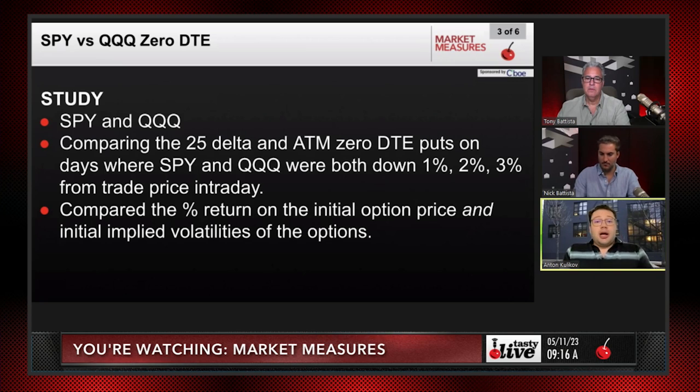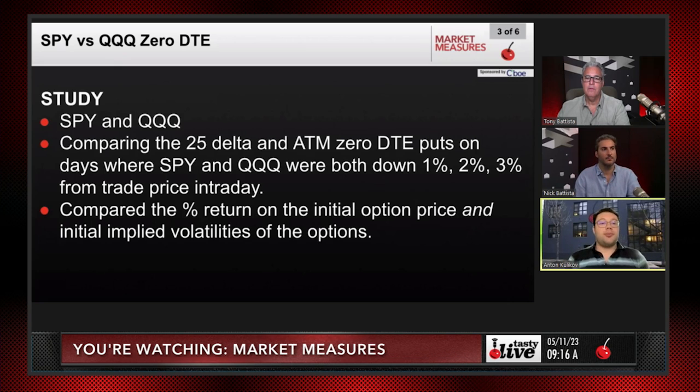So on the days where the SPY and the Q were both down 1%, 2%, and 3% from the trade price intraday, we're just going to say, okay, we put an option on. We saw a 1% move, we take it off. What's the return? A 2% move, okay, what's the return? What's the return for a 3% move, right?